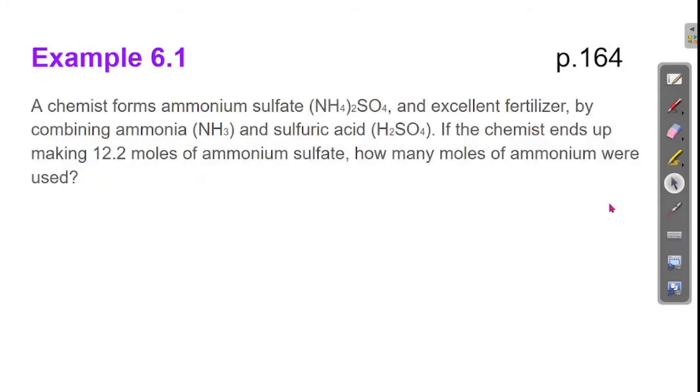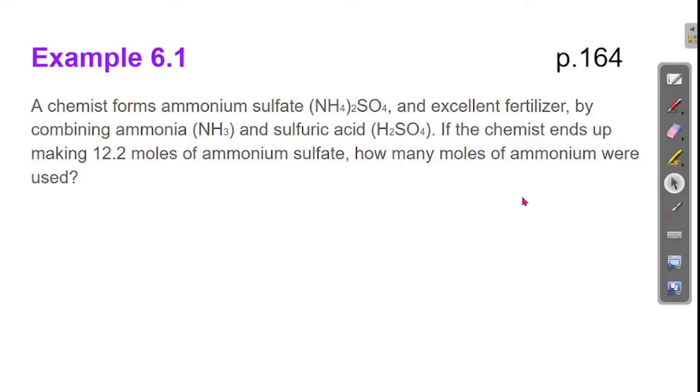Okay, let's look at an example. Page 164. It reads as follows, and then we're going to see how this is solved. A chemist forms ammonium sulfate, and they give you the formula, which is an excellent fertilizer, and they do that by combining ammonia, they give it to you also, the formula for the molecule, and sulfuric acid, also given to you. If the chemist ends up making 12.2 moles of ammonium sulfate, how many moles of ammonia were used?